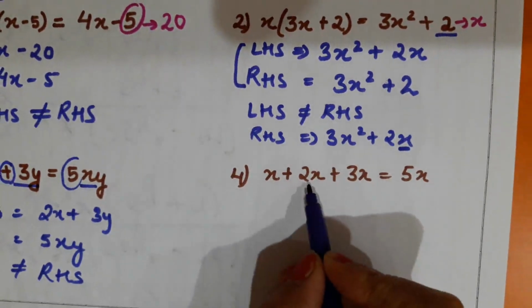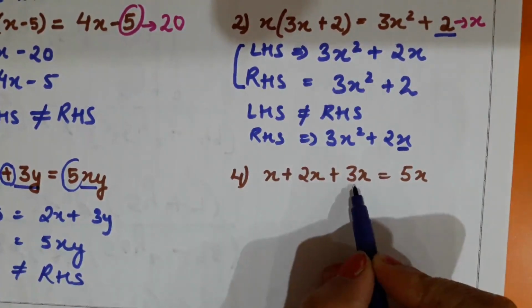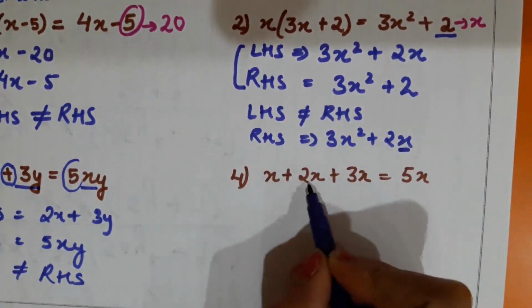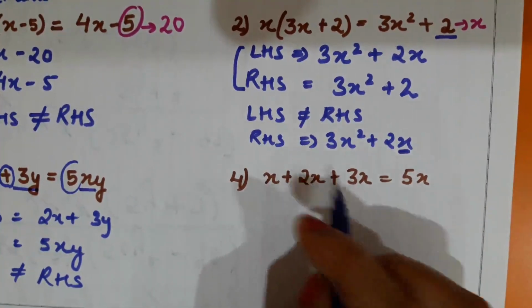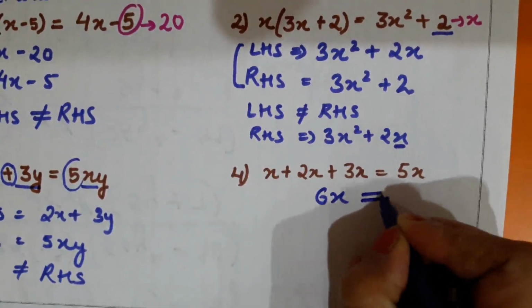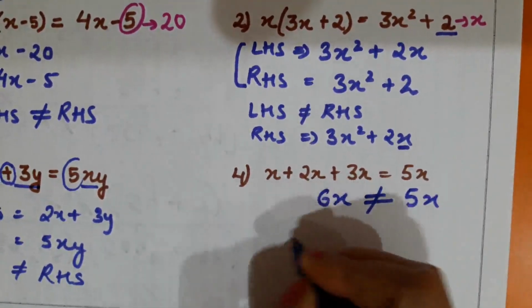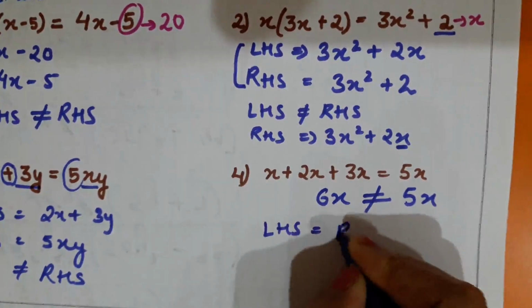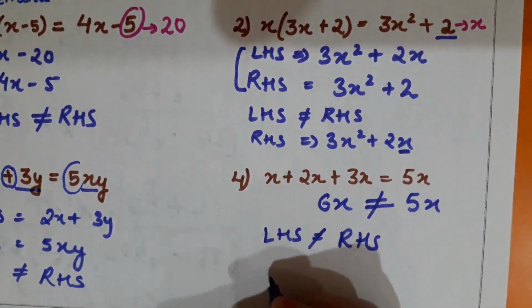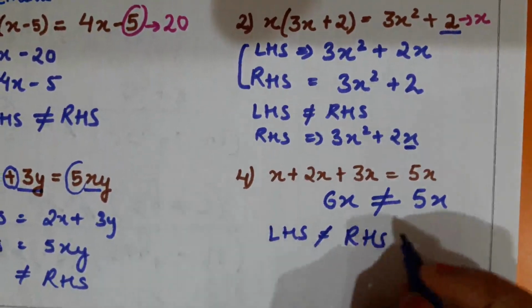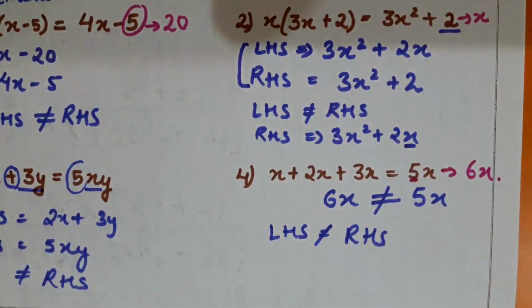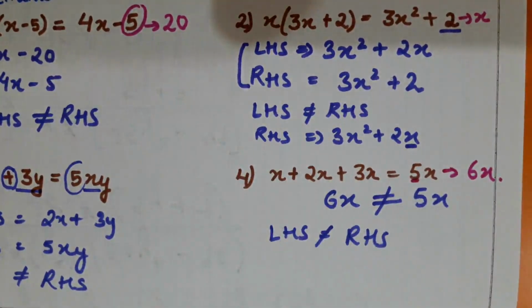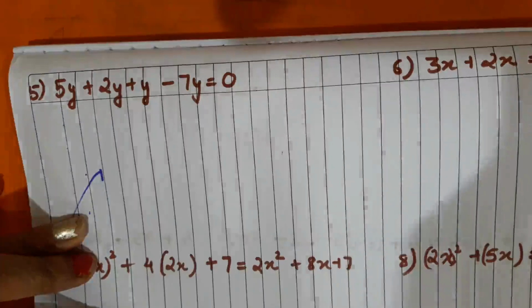See, x plus 2x plus 3x. We are having 3 terms, all of them are like terms because all are having x. 3 plus 2 is 5, 5 plus 1x is 6. So 6x is not equal to 5x. So left hand side is not equal to right hand side. On the right side we want 6x. So instead of this 5x, if we are having 6x, then we can say that they are equal to each other and there is no error in this particular statement. Let's move to the next part.